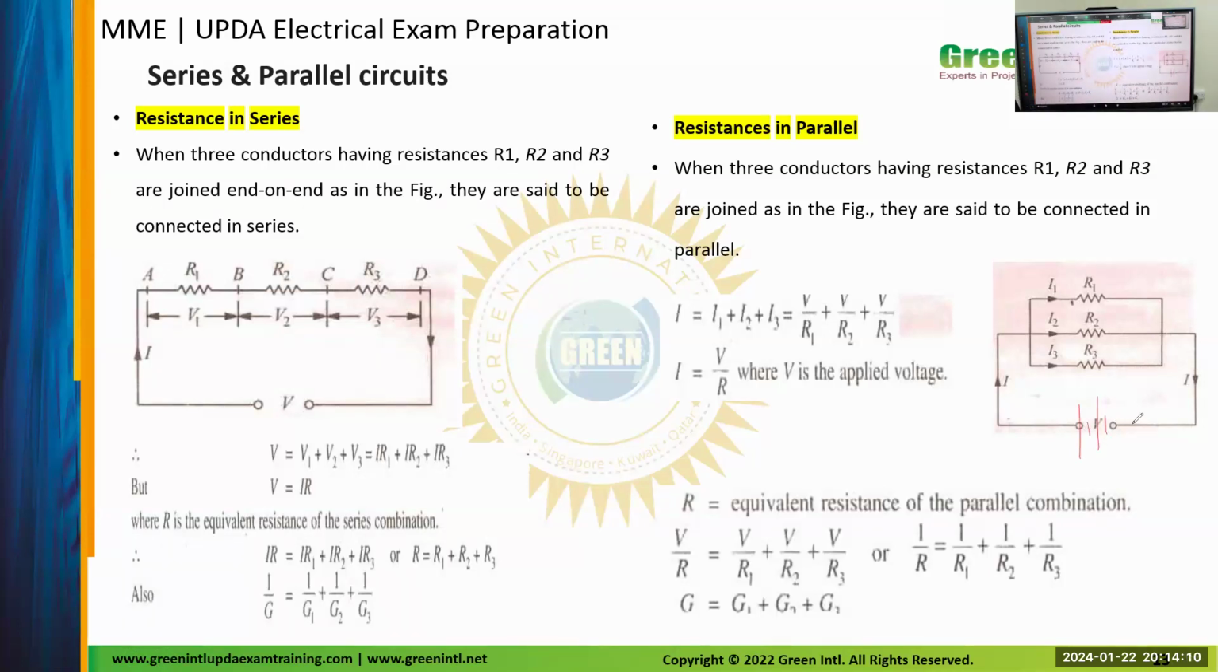I apply the voltage V. So now we need to apply the closed circuit. In the closed circuit, we need to apply Kirchhoff's voltage law or Ohm's law. In the closed circuit, what will happen? The current will flow. So current I is flowing.